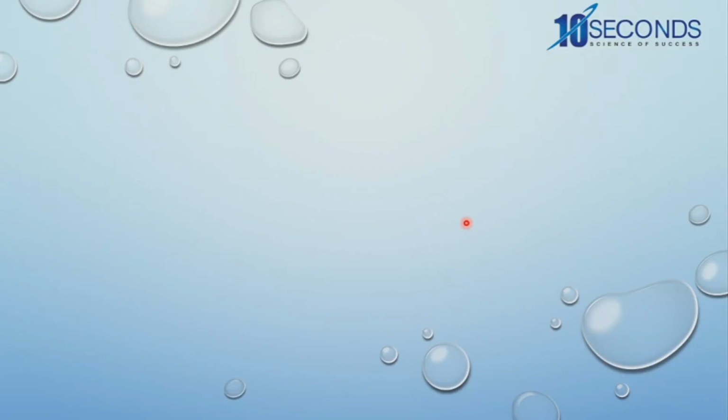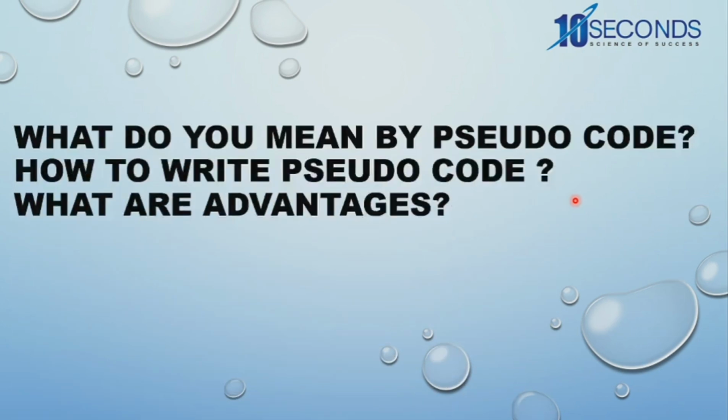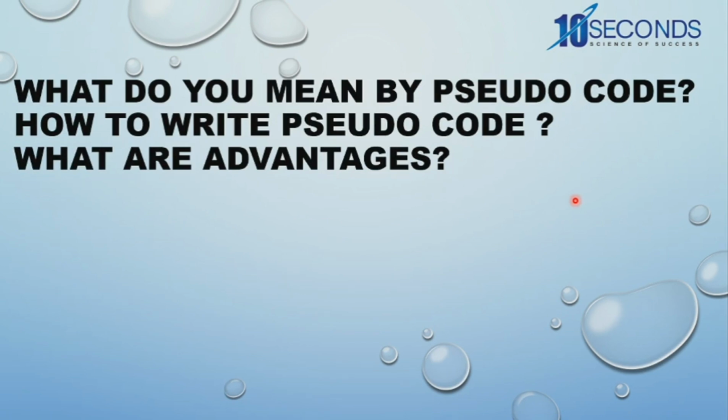Dear students, in this video, I discuss what is the meaning of pseudocode, what are the keywords used to write pseudocode, and what are the advantages of it. So it's very simple. Pseudocode, as the name itself indicates, is a fake code. It's not the real code, not a real program, so you cannot compile and execute pseudocode. That is a very simple thing.